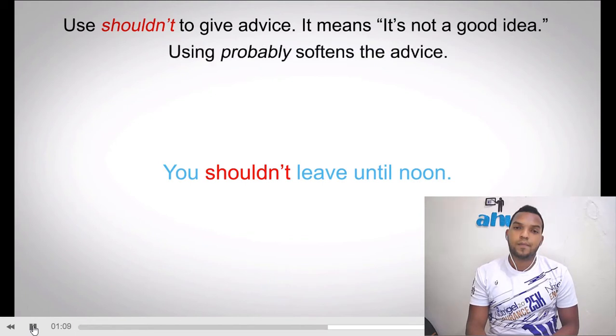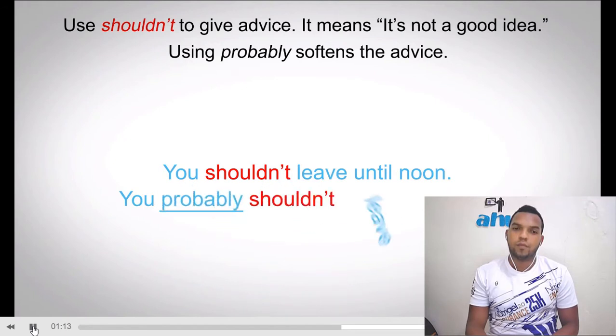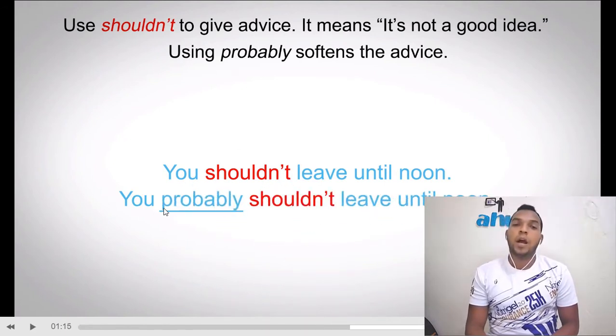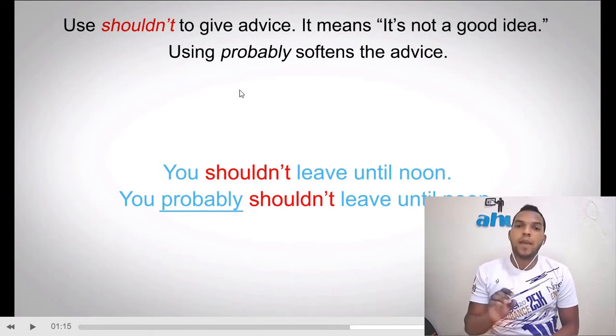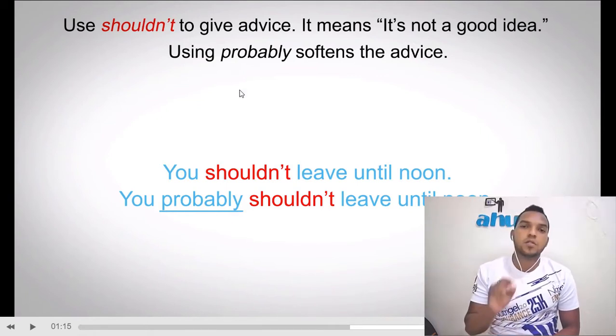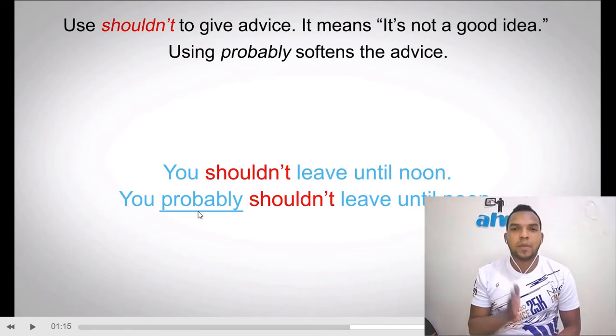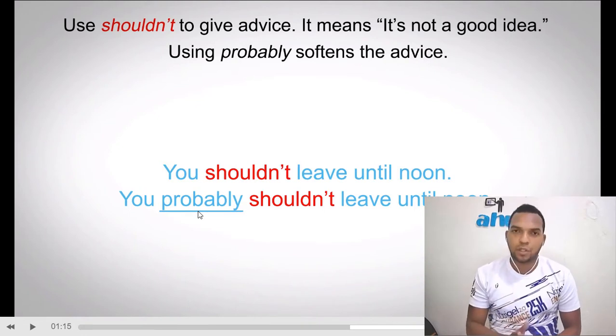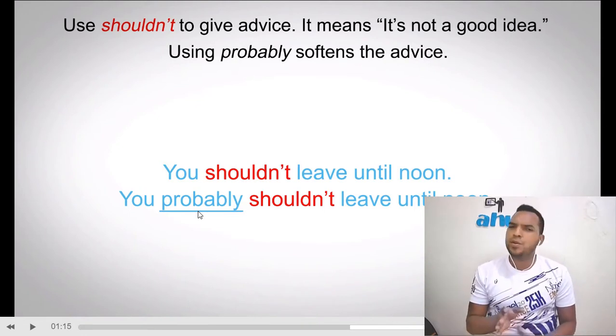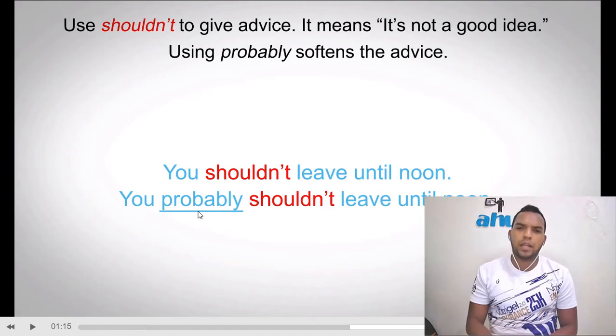Using probably softens the advice. You probably shouldn't leave until noon. Okay, so probably, as they say, makes the advice a little bit softer, okay? So it doesn't sound like you are giving them a direction or something like that. So he says, you probably shouldn't leave until noon.